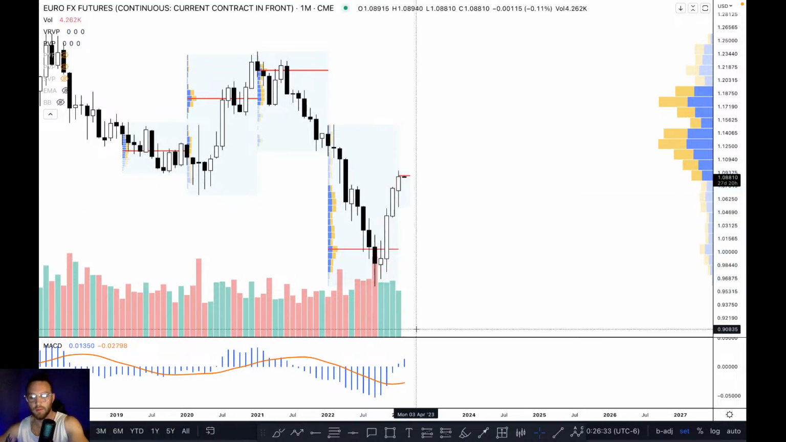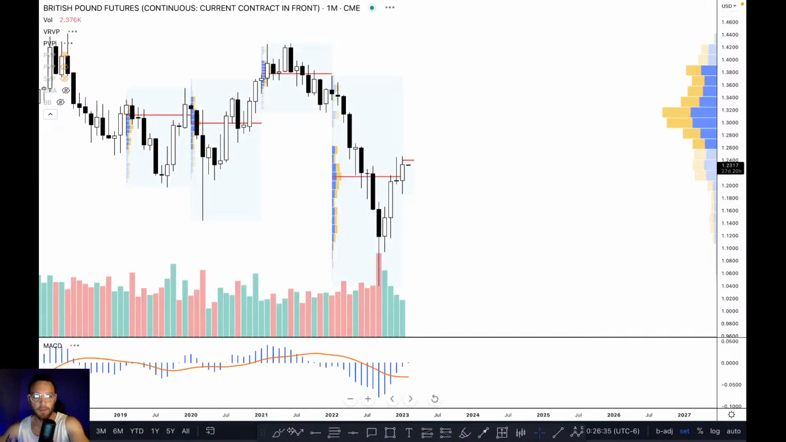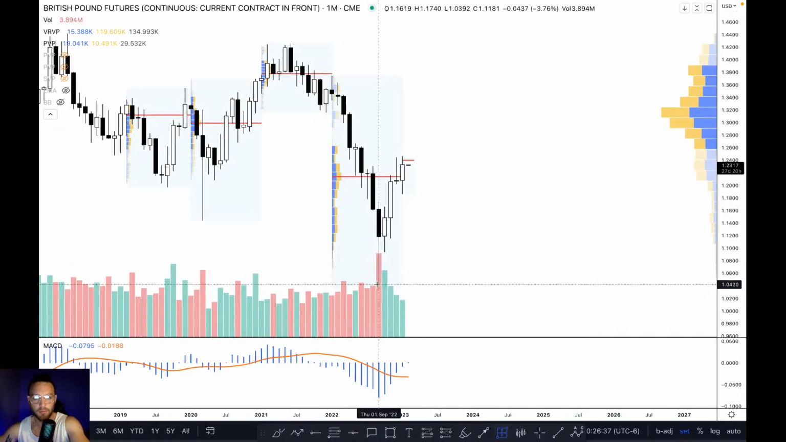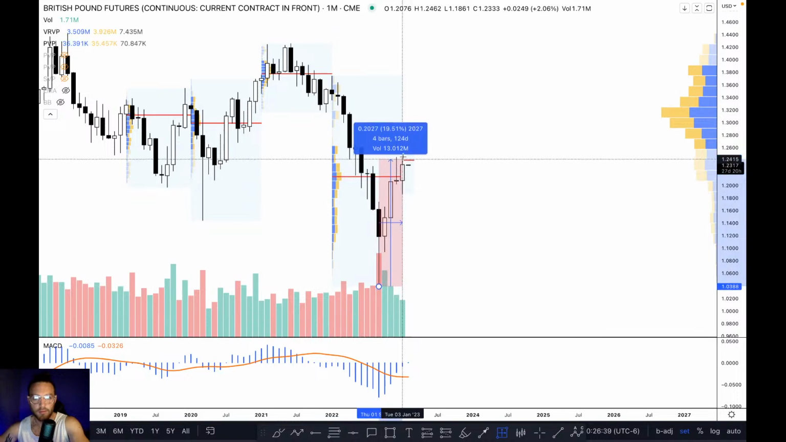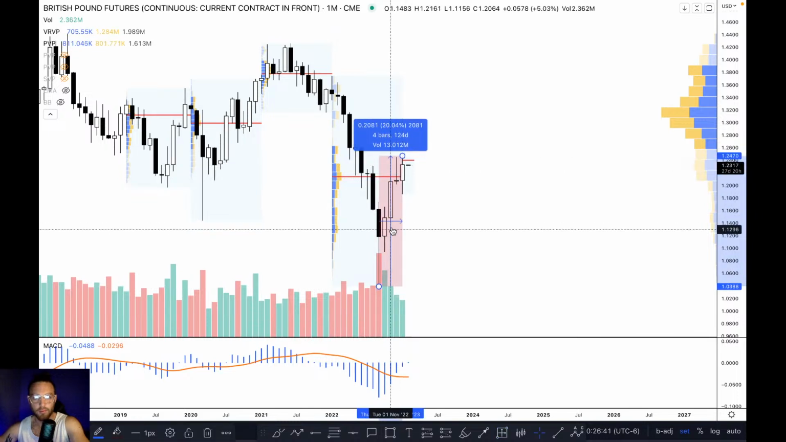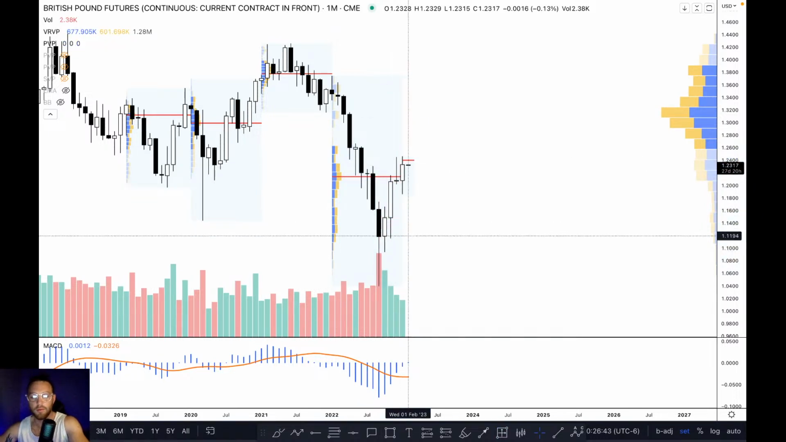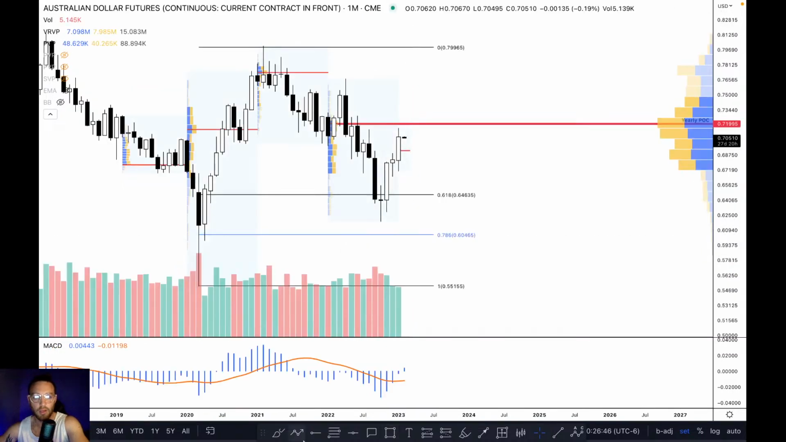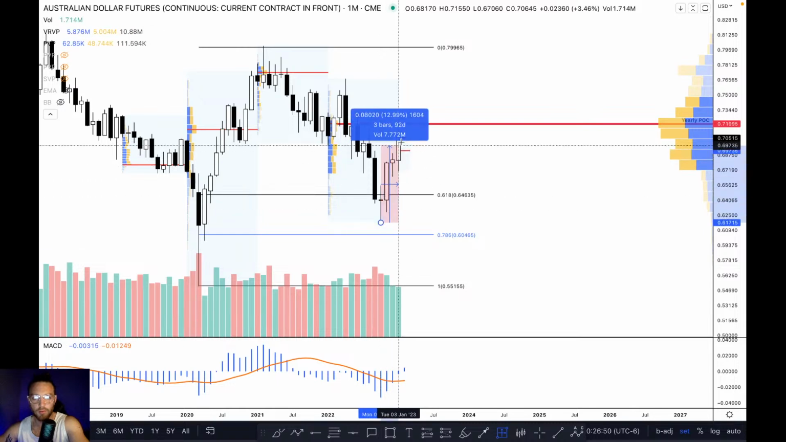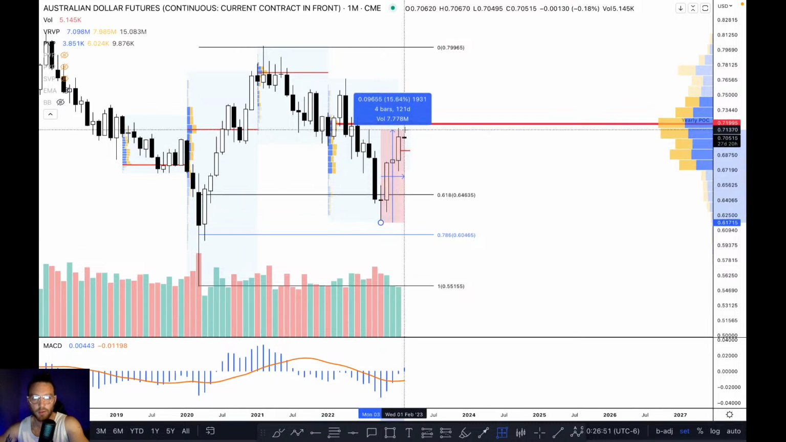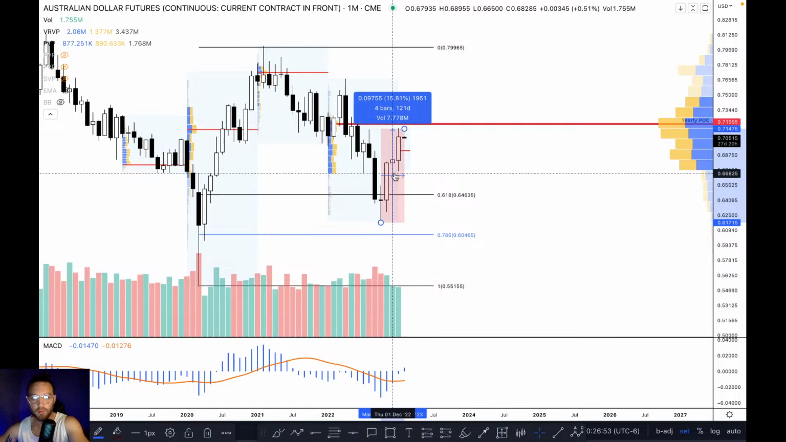Let's delete that. Top to bottom, we have an 18 to 20% move, so the pound is coming off a little bit more strong. The Aussie looks weaker, so I'm saying it's strongest, but it looks weaker. So about 15.